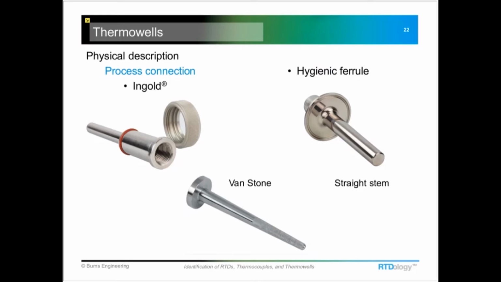Another type of sanitary well has a hygienic ferrule on it. This happens to have a straight stem on it. Another less common type of well, a lot of times used in chemical applications, is a Van Stone. And this one installs, it has a separate backing flange that covers the back of this and gets bolted over the top of it to hold that in place and make the seal to the process.